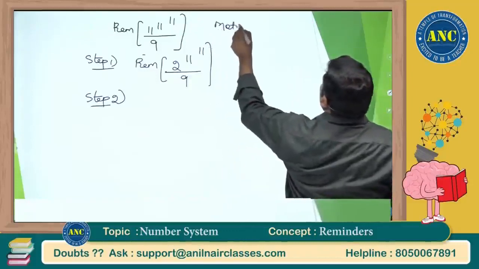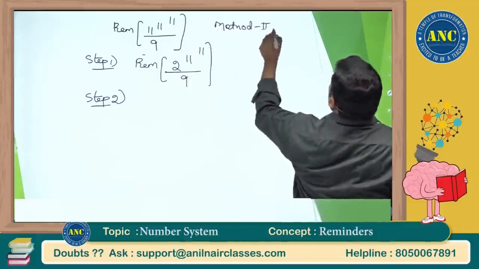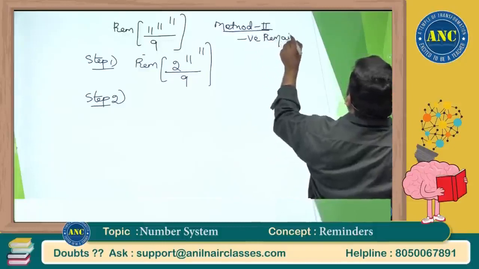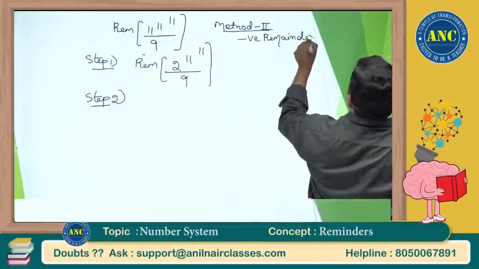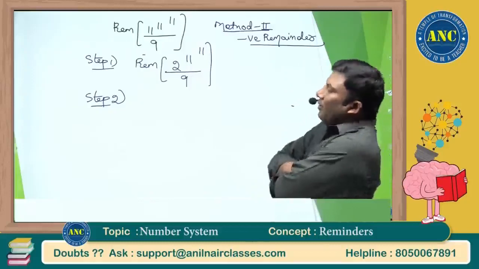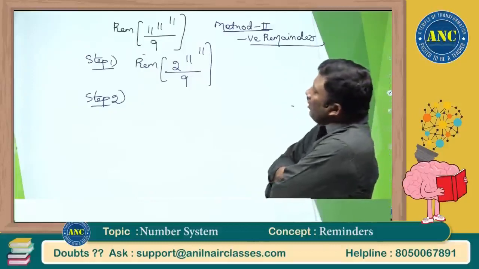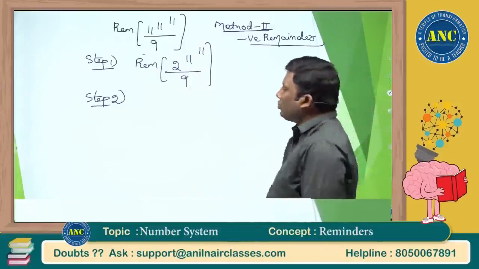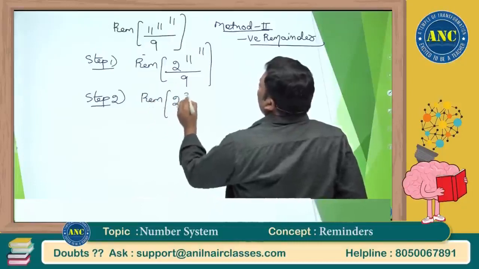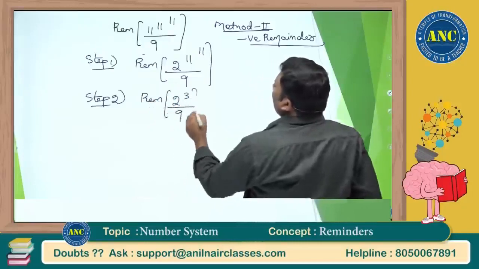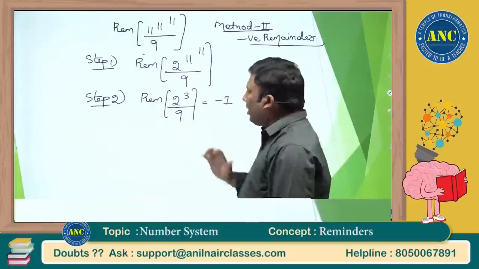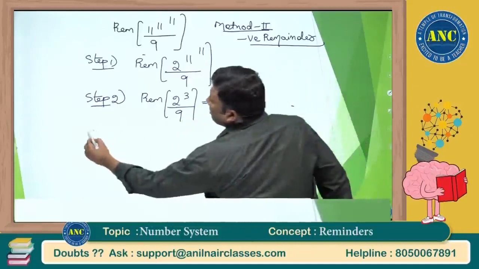Method number 2 will be negative remainder. If I use a negative remainder, still the answer will not change. Why it will not change, we will see. 11 power 11 divided by 9. 9 ones are 9. Positive remainder is 2. So which power of 2, when you divide by 9, gives me minus 1? 2 cube divided by 9. 8 divided by 9. 9 ones are 9. Negative remainder is minus 1.